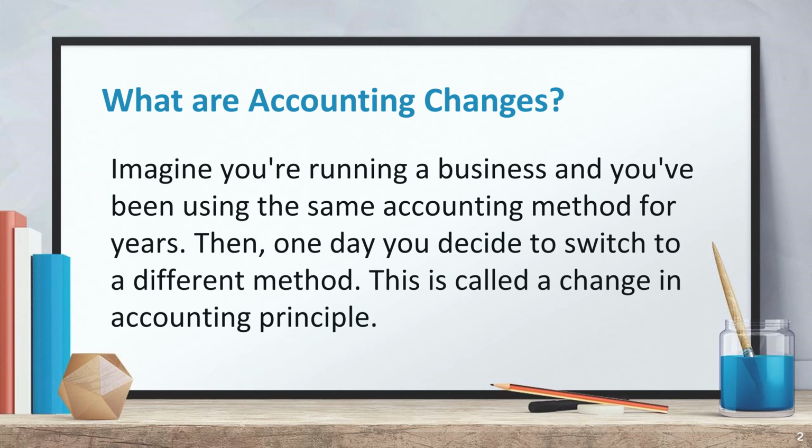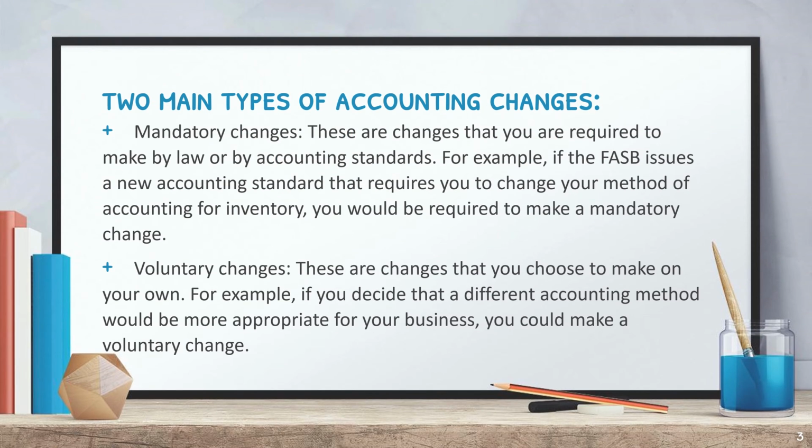Imagine you're running a business and you've been using the same accounting method for years. Then, one day, you decide to switch to a different method. This is called a change in accounting principle. There are two main types of accounting changes: mandatory changes. These are changes that you are required to make by law or by accounting standards. For example, FASB issues a new accounting standard that requires you to change your method of accounting for inventory. You would be required to make a mandatory change. Voluntary changes. These are changes that you choose to make on your own.